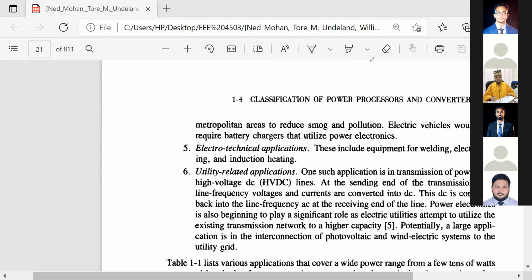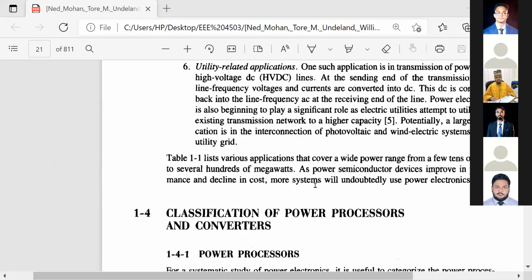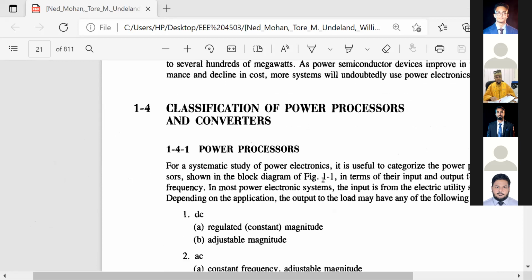You should go through that. Now we can come to the power processor. I shall just complete chapter 1 today because there is very little time.